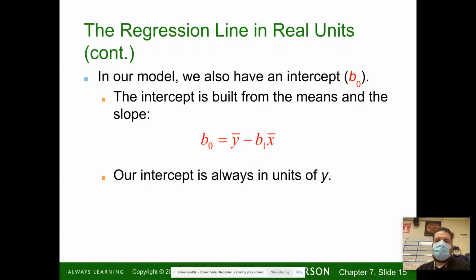In our model, we also have to figure out the y-intercept, or b naught. The intercept is built from the means and the slope. So basically, we do the same thing that we normally would. Once you know an x and a y value, you can find b naught. Now, our intercept is always in units of y, okay? So it's just y bar minus b1 times x bar.